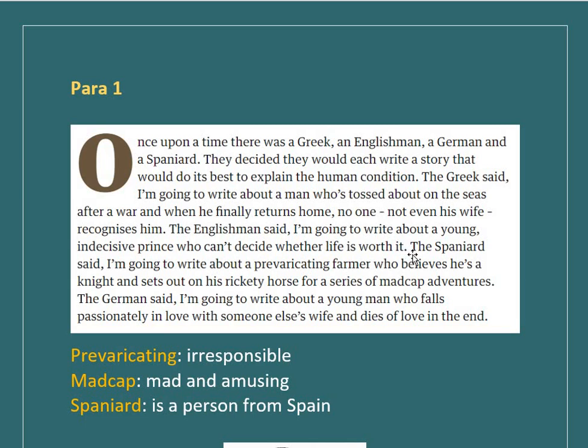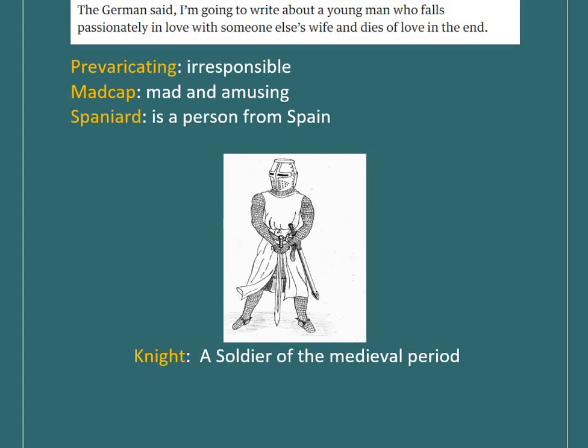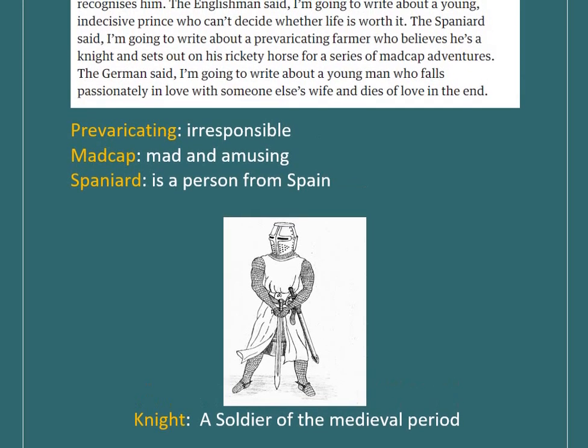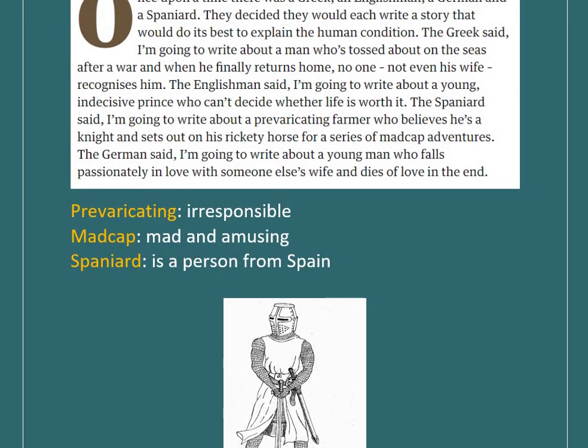Then the Spaniard. Spaniard means a person from Spain. The Spaniard said, I am going to write about a prevaricating farmer. Prevaricating means an irresponsible farmer who believes he is a knight. Knight means an ancient soldier. See, this is the image of a soldier of the medieval period, a knight. So, an irresponsible farmer who believes that he is a knight and sets out on his rickety horse for a series of madcap adventures. Rickety means a very lean horse, and this person is in search of a series of madcap adventures. Madcap means mad and amusing adventures.